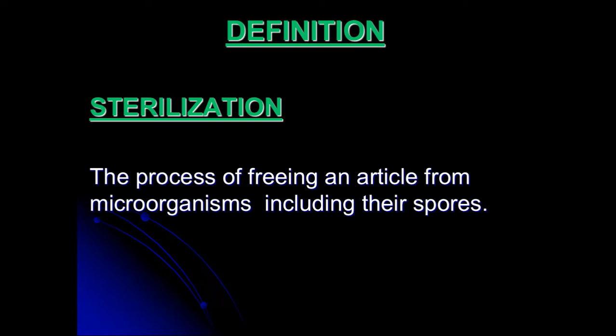Here we have specifically mentioned the spore. Why? Because spores are the most resistant state of the living cell. Most living cells can be killed between 60 to 70 degrees centigrade, but the spore form of bacteria is the most resistant state, and it has to be killed. For that purpose, we have used the term including their spores, and only then can sterilization be completed.